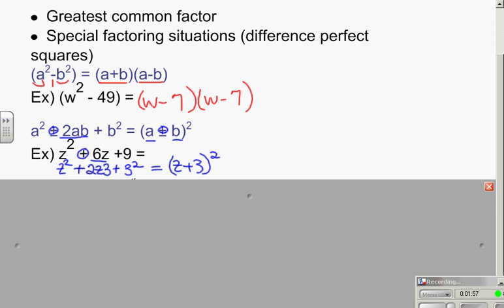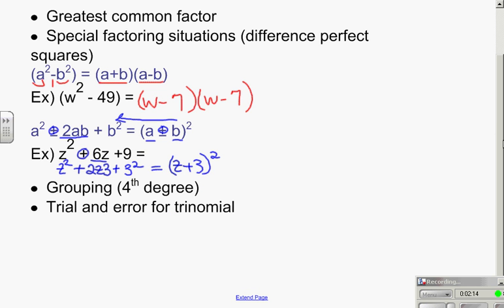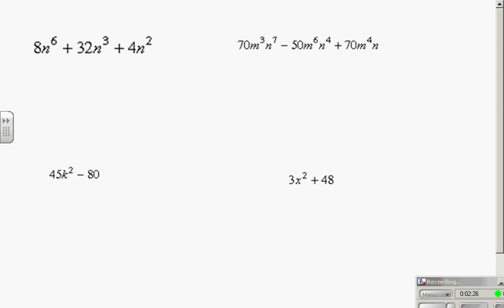I use this more in place of foiling and working a problem this way than I use it for factoring. But if you like to recognize number patterns, it's a useful thing for number patterns. Two other techniques that we are going to talk about are grouping for four terms, and trial and error for trinomials. Now let's look at some greatest common factor problems to start with.